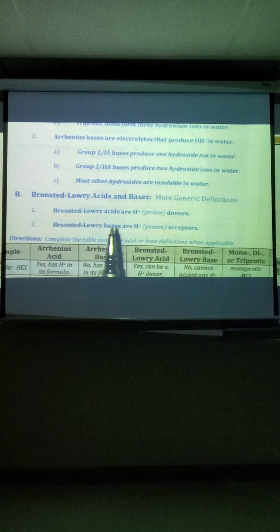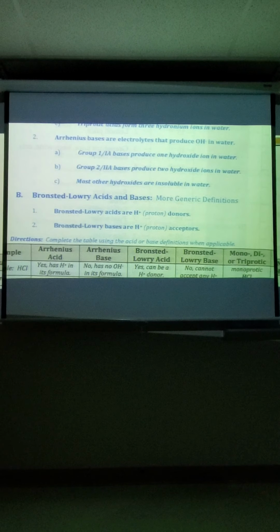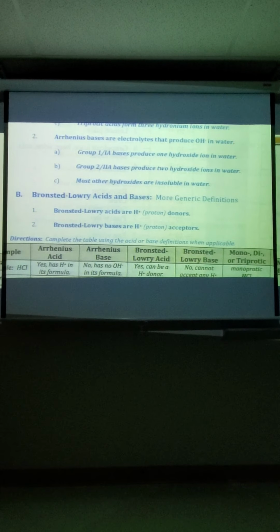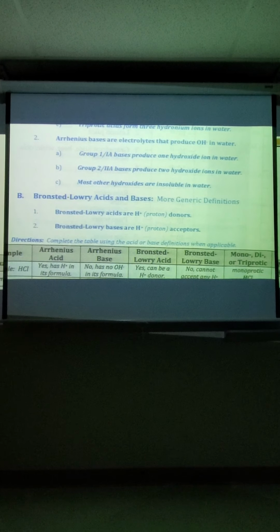If you're a Lewis acid, which is not in this list and not in our textbook, you would be an electron pair acceptor, and a Lewis base would be an electron pair donor. So those are things you would see in Gen Chem, not so much in Intro Chem. But it is worth a shout out because we have talked about Lewis before.